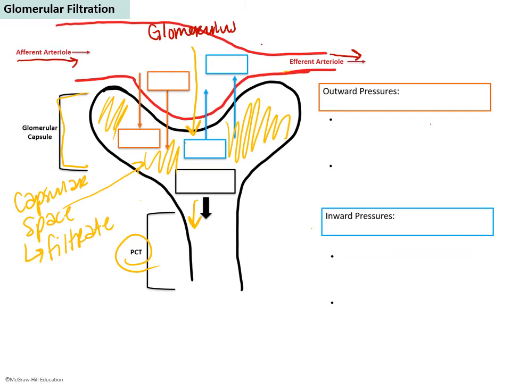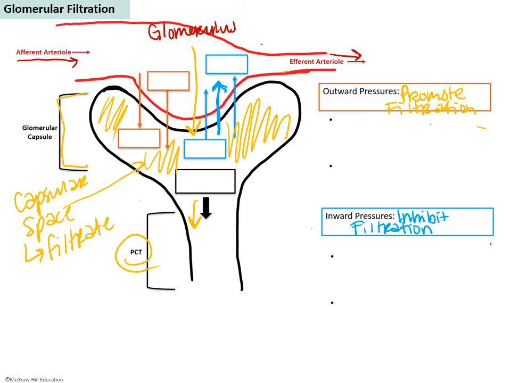So these guys are going to inhibit or promote filtration. They are going to promote filtration. So in this box you can write promote filtration. Then these inward pressures are going to pull fluid back into the glomerulus from the capsular space. So they'd be going in this direction right here, and these are going to inhibit filtration.